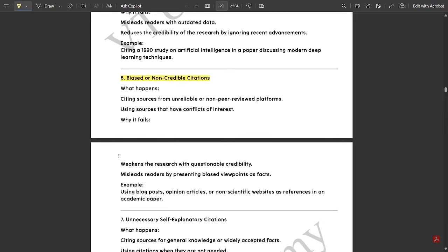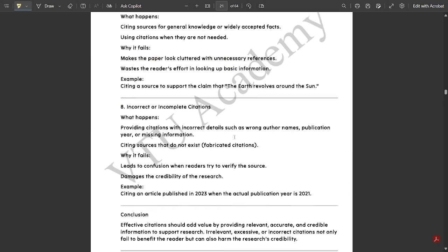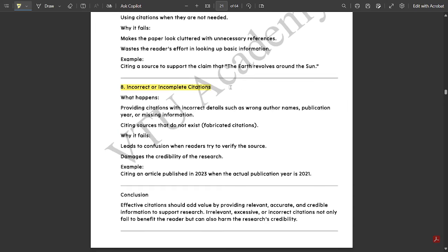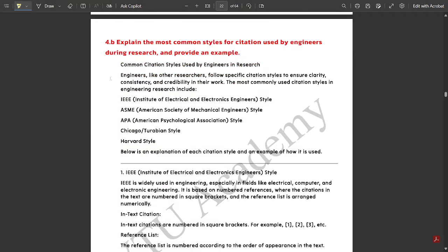Biased or non-creditable citations, unnecessary self-explanatory citations, incorrect or incomplete citations. So these are the things which should be avoided in any research pattern and which would lead you to many problems in the future. So please go through all of these and try to read everything. Next, question 4B.